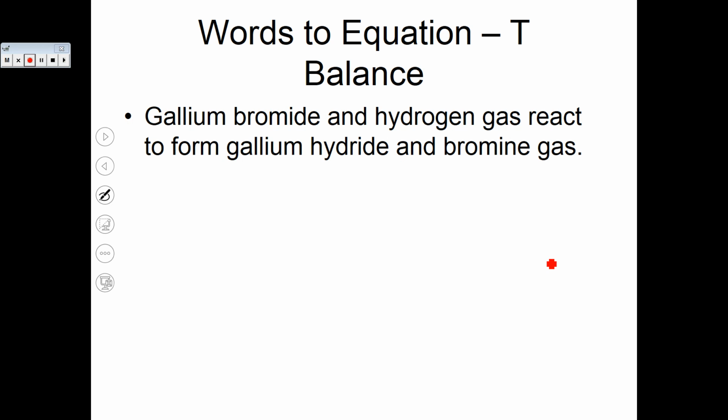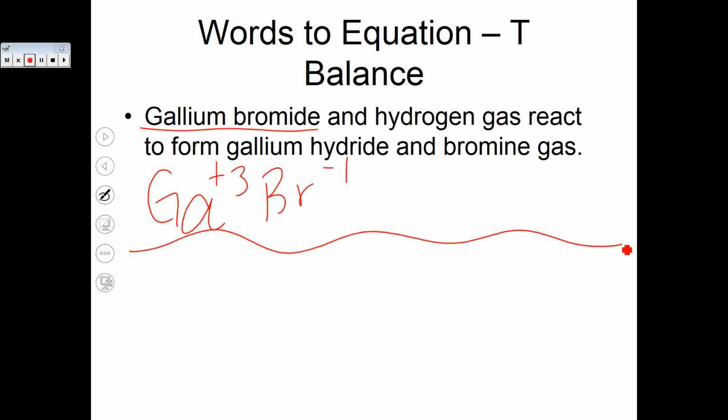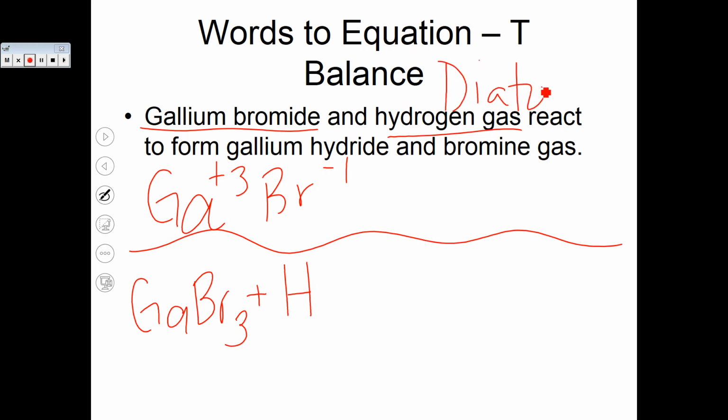All right, gallium bromide. So we have gallium, which is Ga plus 3, Br minus 1. So you do have to go through and do all of these tedious steps that you guys don't like to do, but you have to get GaBr3. And hydrogen gas. So here we have hydrogen. It's not bonded with anything, but it is diatomic. It's one of those diatomic 7s. So you are going to put a 2 down there.